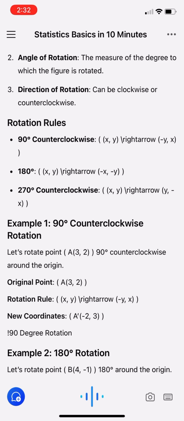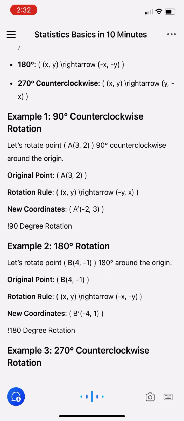Rotation rules. 90 degrees counterclockwise, (x, y) → (-y, x). 180 degrees, (x, y) → (-x, -y). 270 degrees counterclockwise, (x, y) → (y, -x).